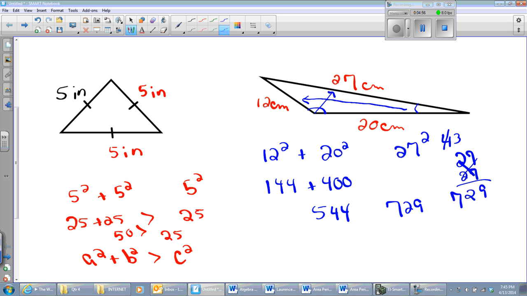And look at that, a squared plus b squared was less than c squared. And that will be the same for all obtuse triangles.